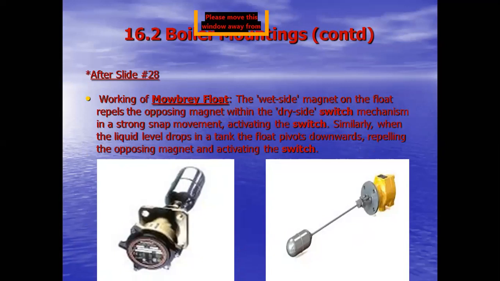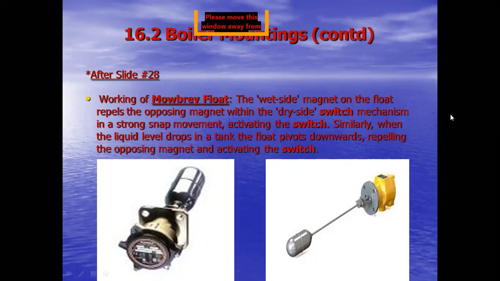The wet side of the magnet on the float repels the opposing magnet within the dry side switch. That is, this part remains on the outside, and in a strong snap movement, it activates the switch. Similarly, when the liquid level drops in a tank, the float pivots downwards, repelling the opposite magnet and activating the switch. So basically, a Mowbray switch is a straightaway on-off switch.